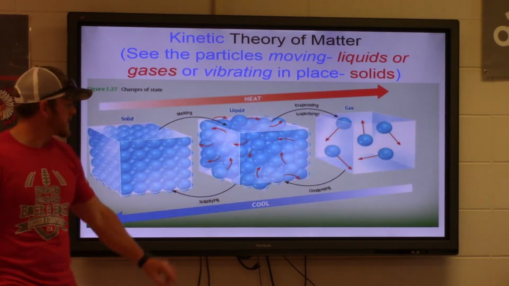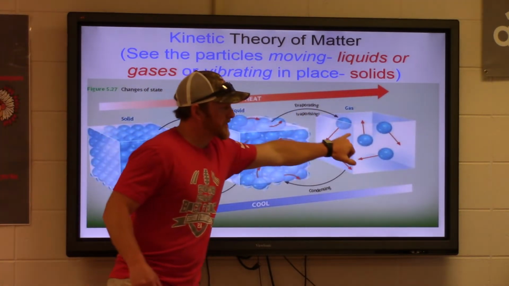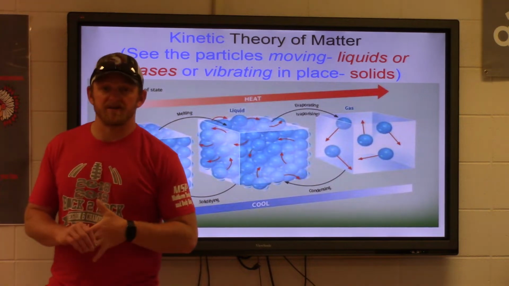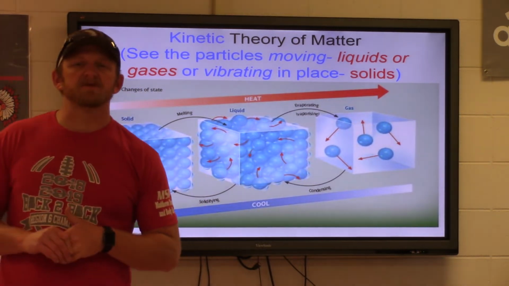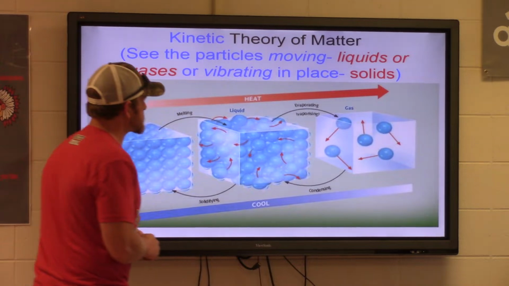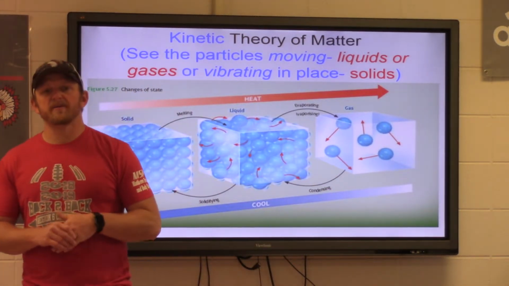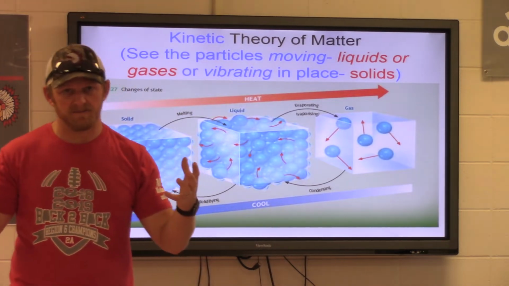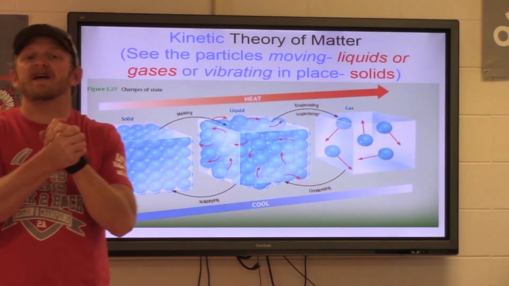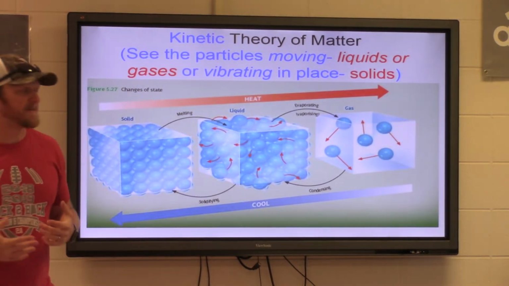But we can go straight from a solid to a gas, and we call that sublimation. It takes extreme temperature for that to happen. We can also go from a gas to a solid. It takes an extreme amount of temperature leaving the system, because it's freezing all of a sudden, and we call that deposition.